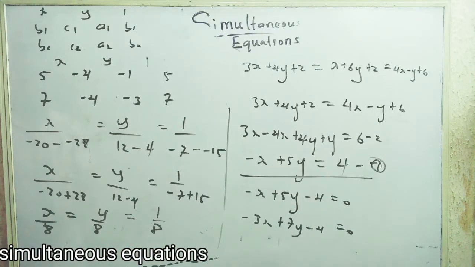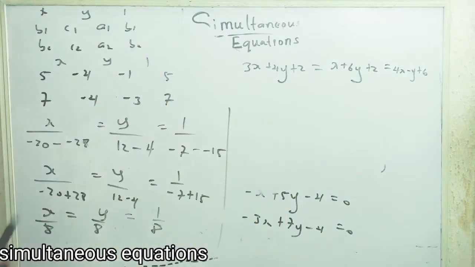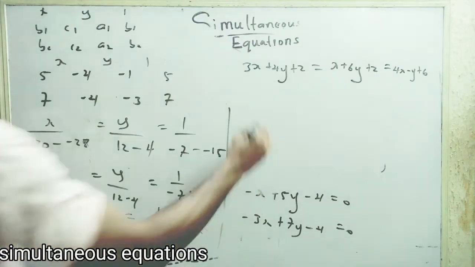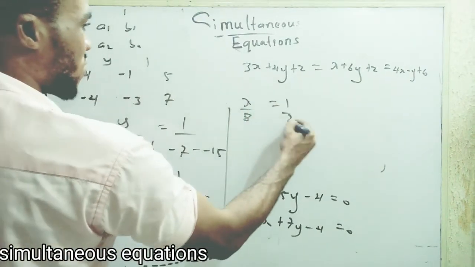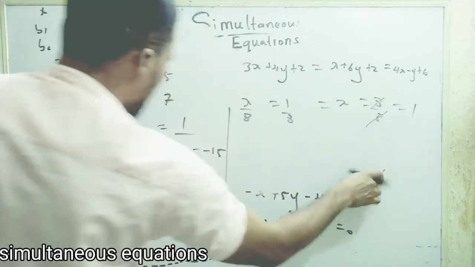So to get the values of the x and the y in that question, all I have to do is carry this, equate to this last time. I have x over 8 is equal to 1 over 8. Cross multiply. I have x equals 8 over 8. This cancels. I have 1 as the value of x.